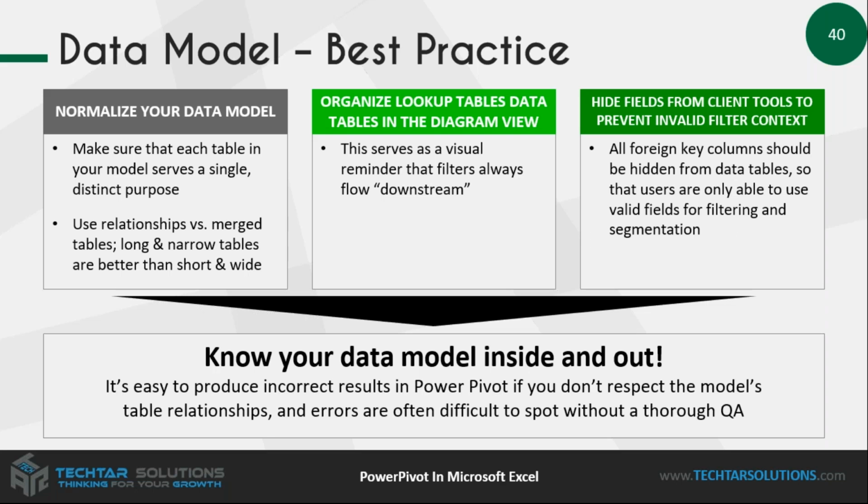Organize your tables, lookup table and data table in a diagram view. We have seen three types of schema, that is star schema, top down, and the snowflake, right? Then hide your fields from your client that are irrelevant or invalid for them. We have seen that fields available in the data table and also available in the dimension table, we hide them to give the client space in the pivot table fields to analyze their required result.